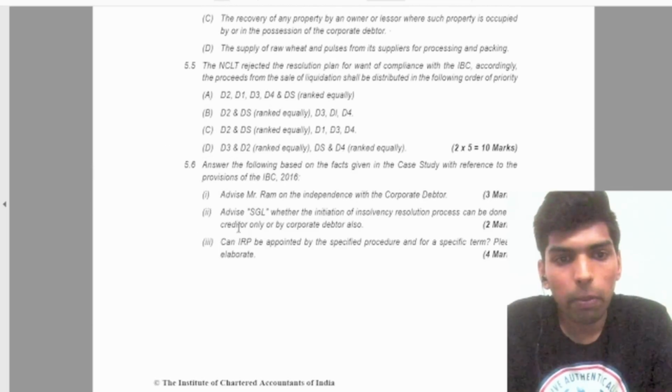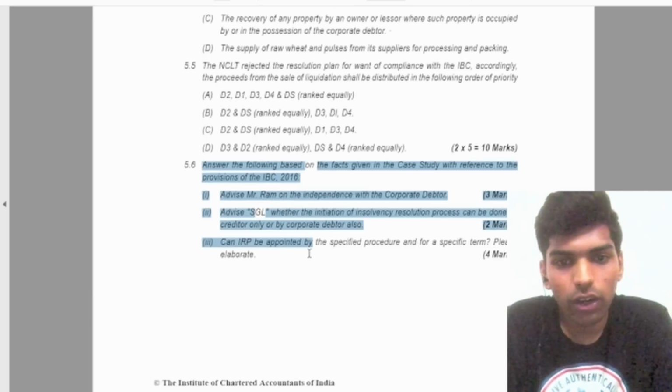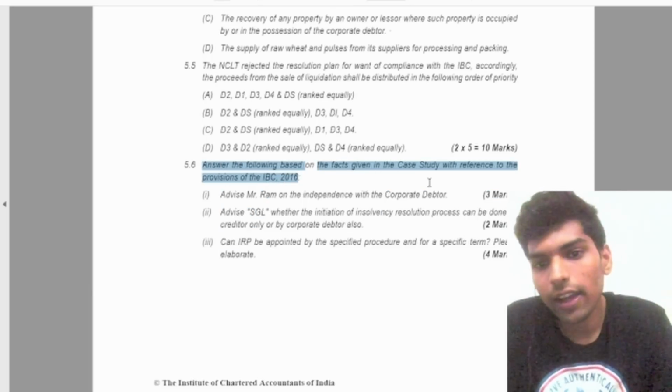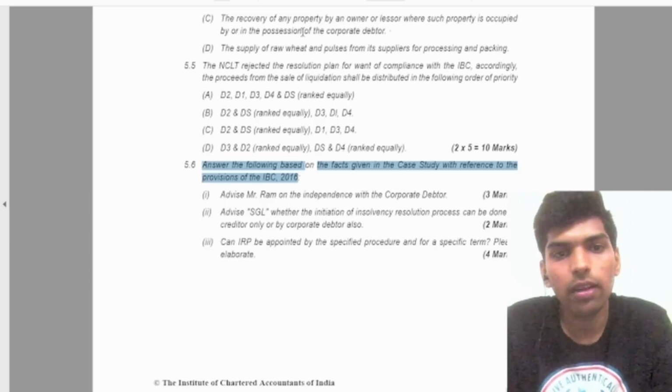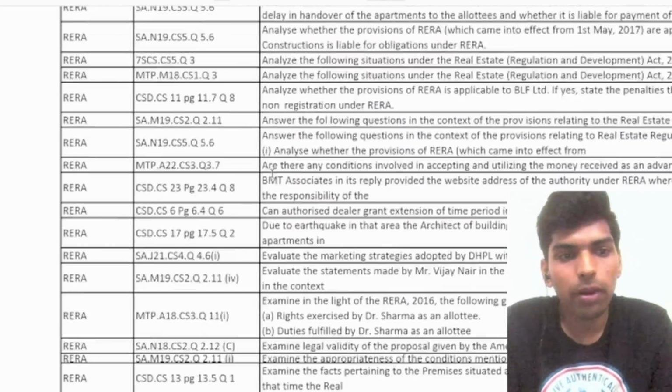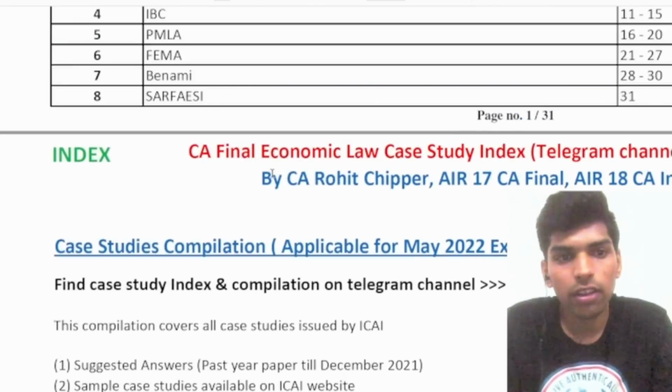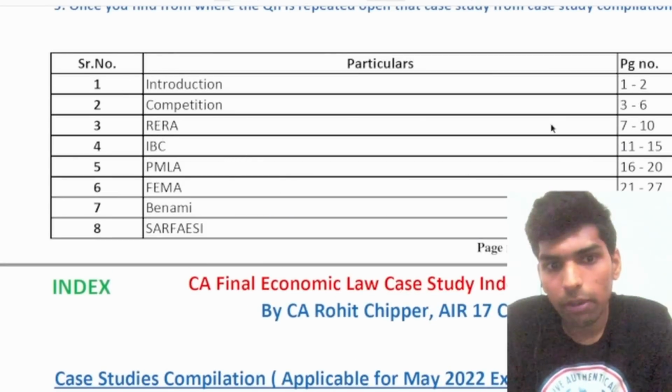In a similar way, I will open the question number 5.6 and search for the answer. It says answer the following based on the facts given in the case study with reference to the provision of IBC. I got that this is from the IBC. What I have to do is move to the IBC part. So again, I go to the index and see where the IBC is. So IBC is on page number 11 to 15.